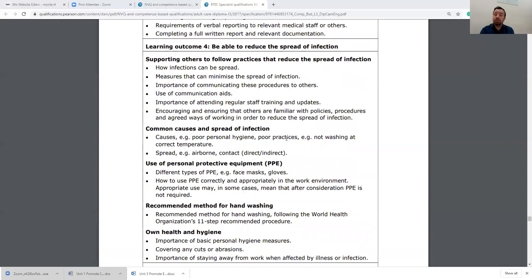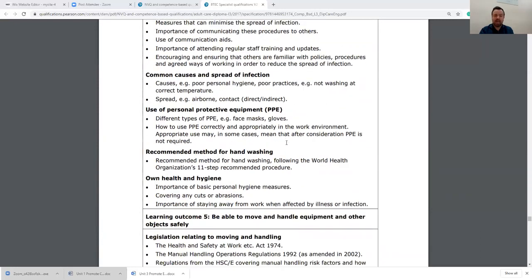Number 4, we looked at being able to reduce the spread of infections. We talked about our care certificate, we talked about our induction training, and we talked about really good hand washing and wearing correct PPE at all times.